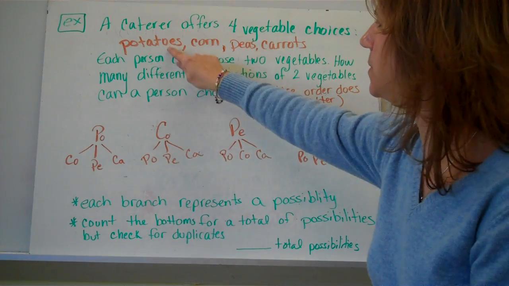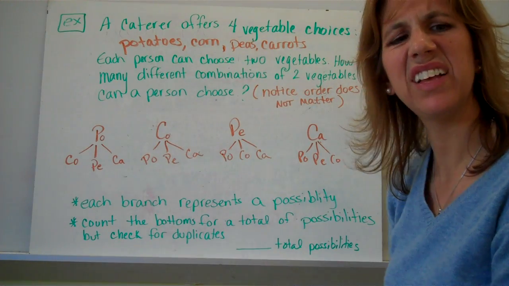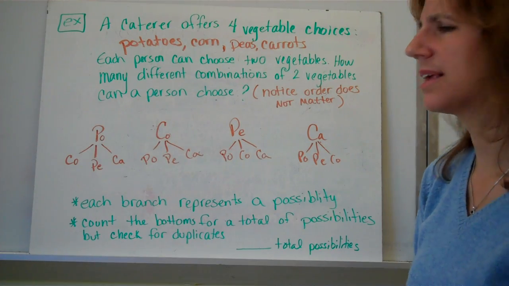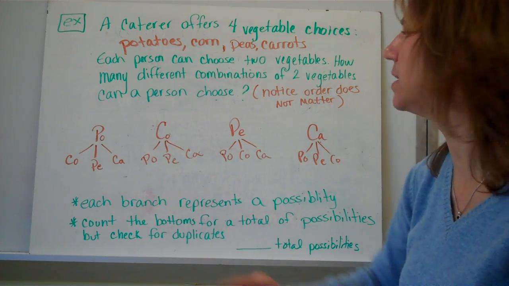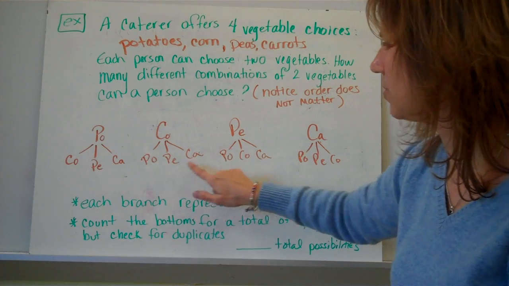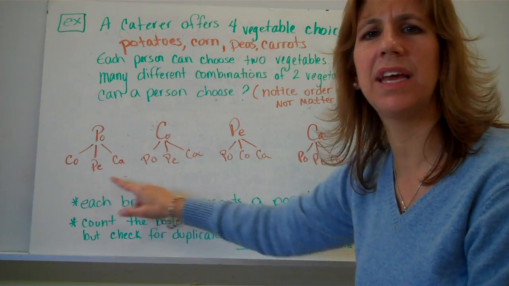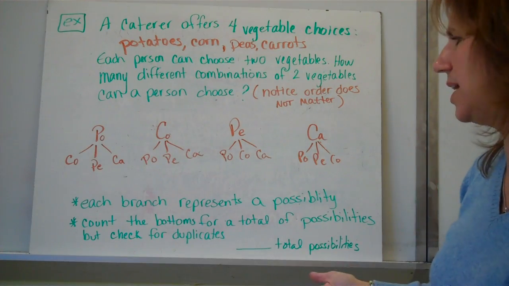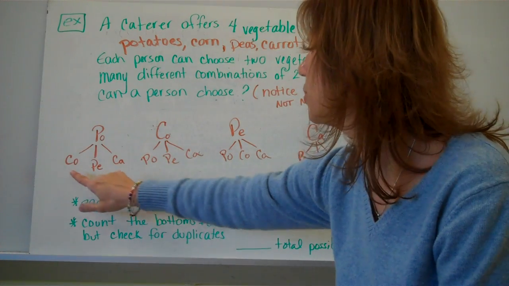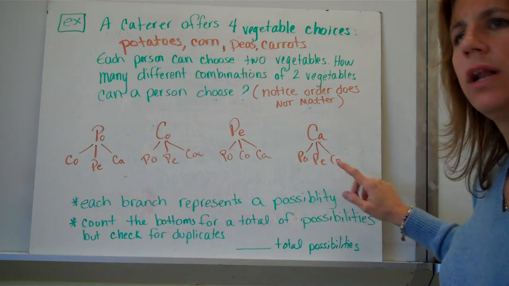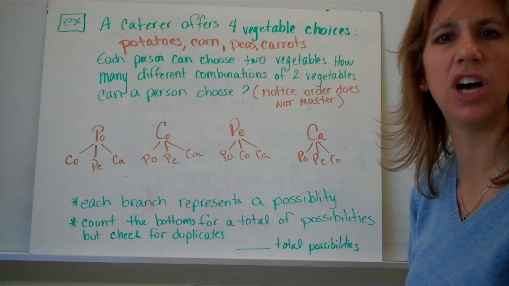Now what's important here is, we said order doesn't matter. Whether I do potatoes and corn or corn and potatoes, that's the same thing, isn't it? So let's see if we can cross out the duplicates, because if we just counted up here, we'd have a lot of plates that would look exactly the same. For this one, we can't just count the branches. We can certainly use that as a guide. We know that there's 1, 2, 3, 4, 5, 6, 7, 8, 9, 10, 11, 12, right? But there's some duplicates here that we need to cross out.